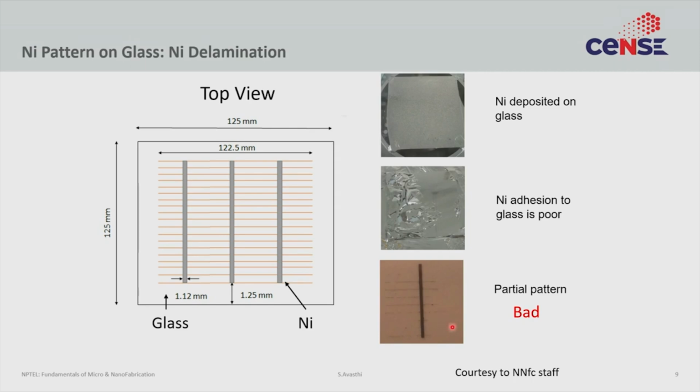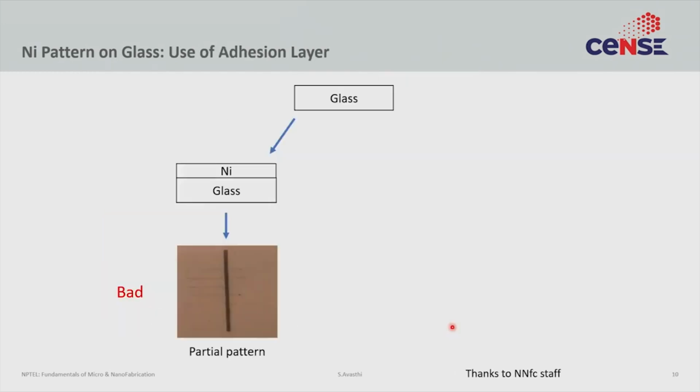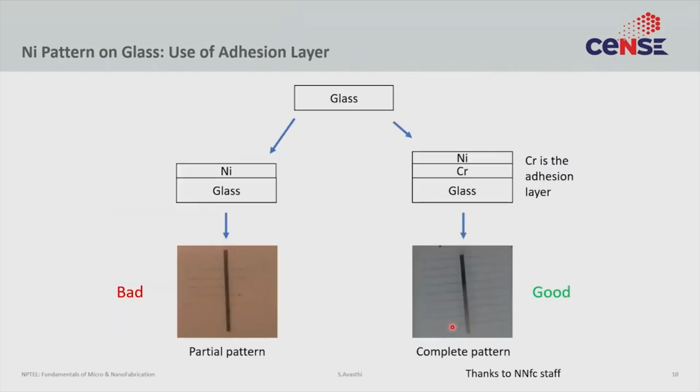So what's the problem? The problem is nickel doesn't stick to glass. What can we do about it? It so turns out it's something very simple you can do. You can introduce a thin layer of chromium between the metal and the substrate. Chromium acts like an adhesion layer. Titanium does the same thing. And that allows you to deposit nickel on glass through this very thin chromium layer.